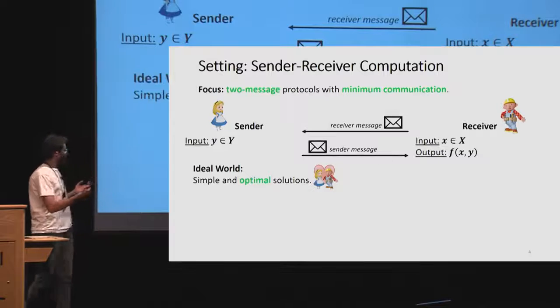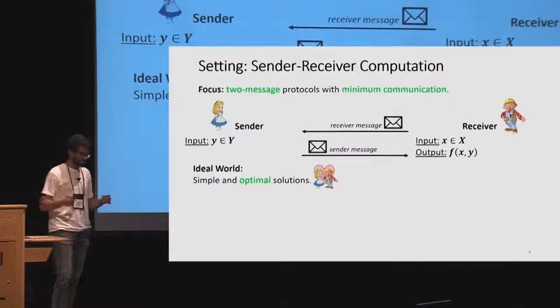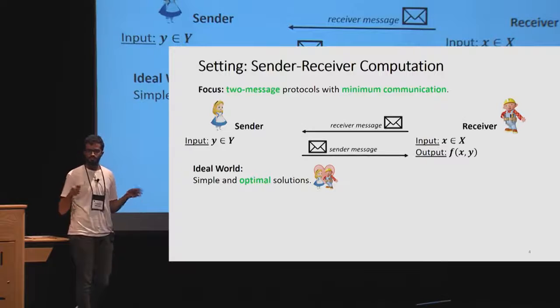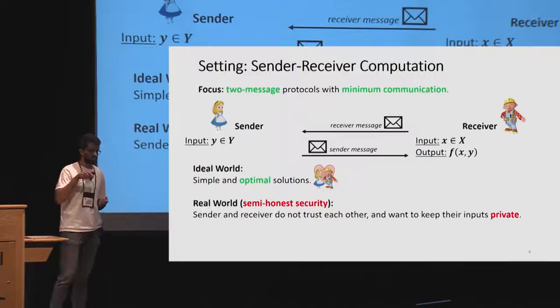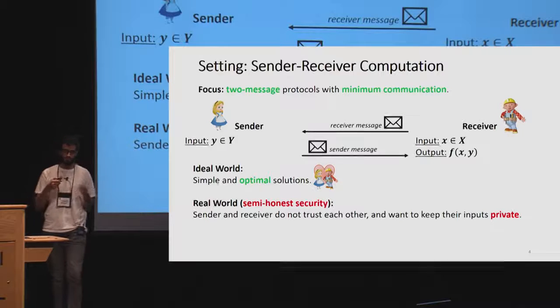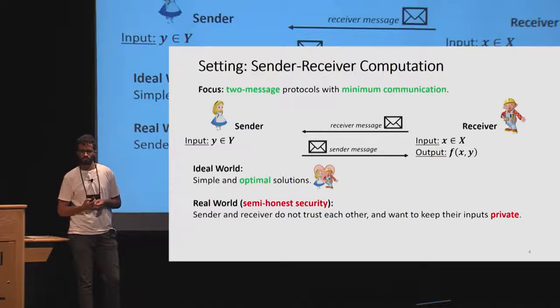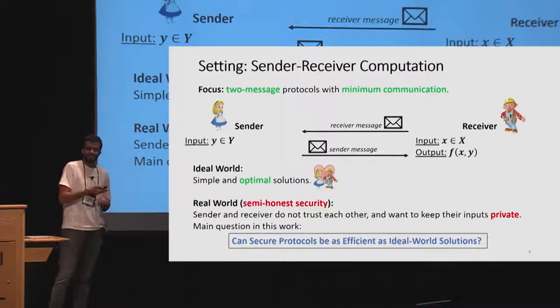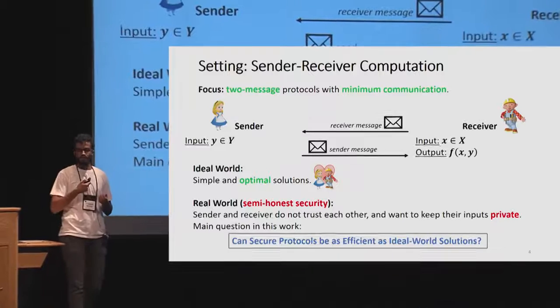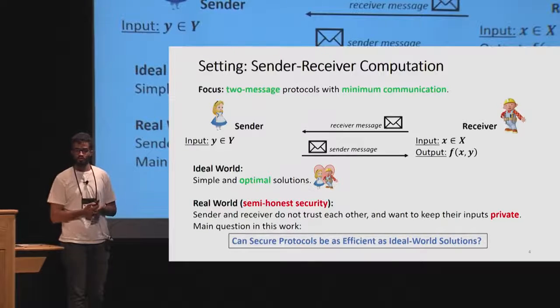Good. So in an ideal world where Alice and Bob love and trust each other, we can construct very simple protocols that have optimal communication. But we're in crypto, so we're interested in a scenario where the parties do not trust each other, and each of them wants to keep his inputs private. And we're going to consider the semi-honest notion of security. And the main question we're going to ask is whether protocols that guarantee security can be as efficient as protocols from the ideal world. So in other words, we're asking what's the cost of security in terms of communication in such a setting.